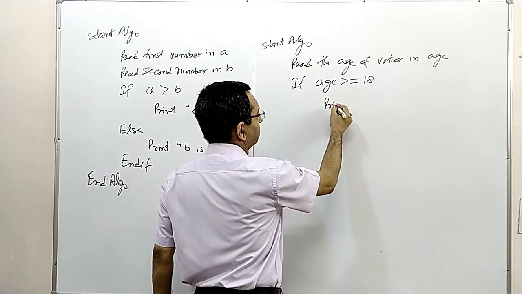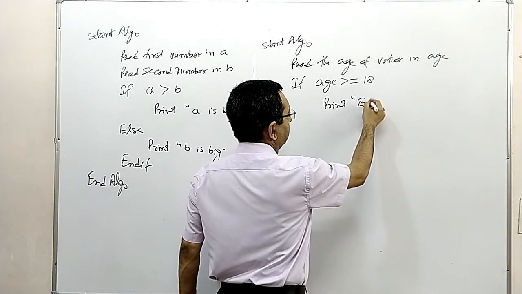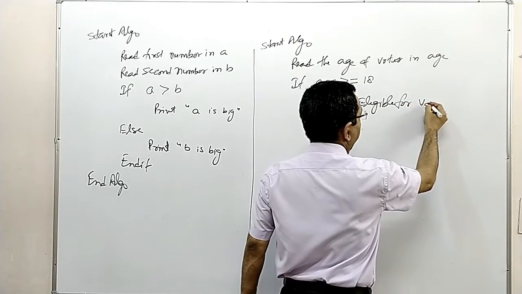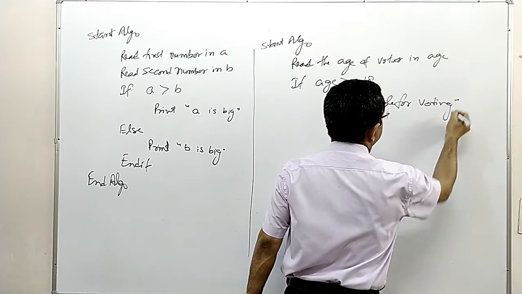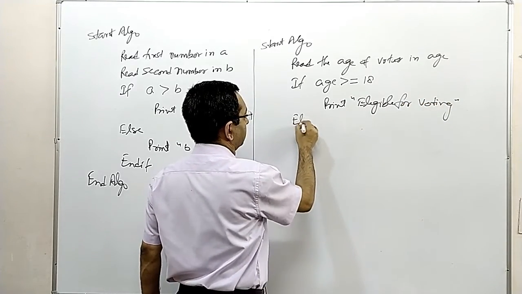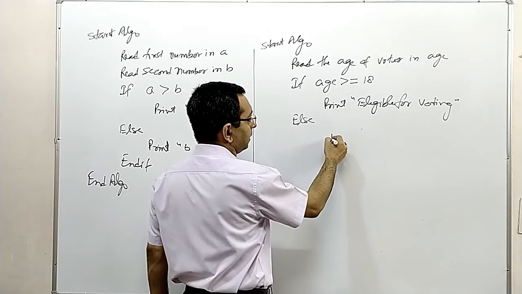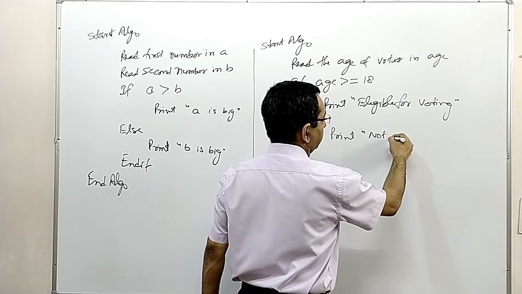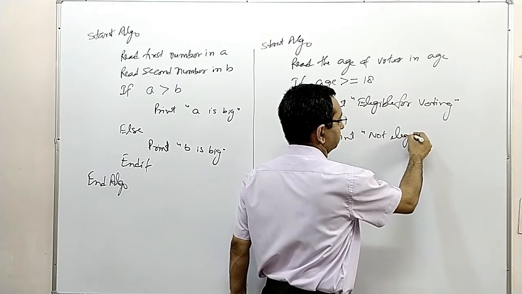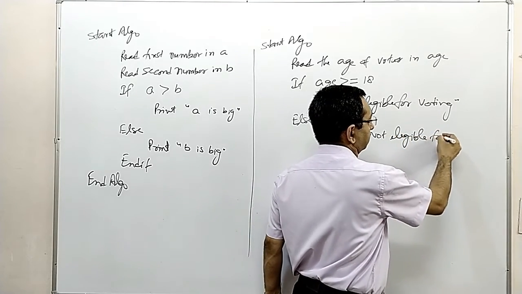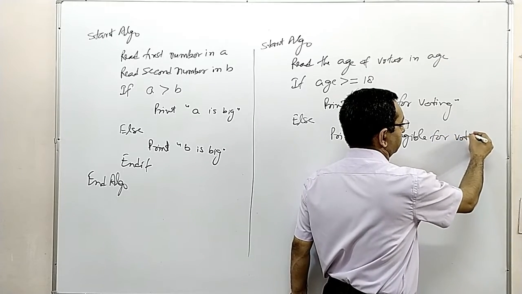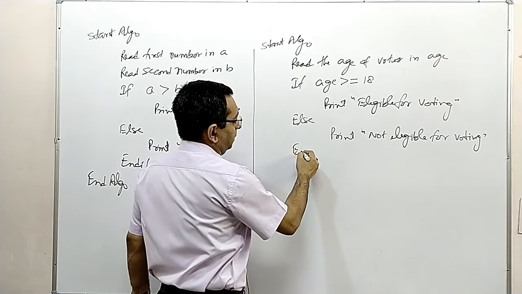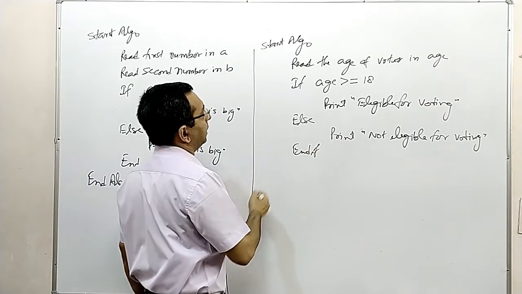Then we will print eligible for voting. Else, print not eligible for voting. And end if, and end algo.